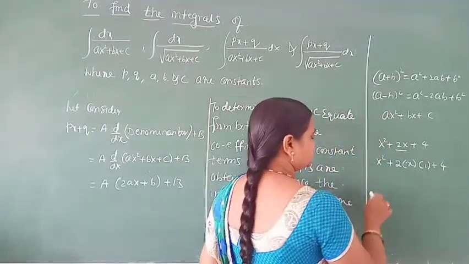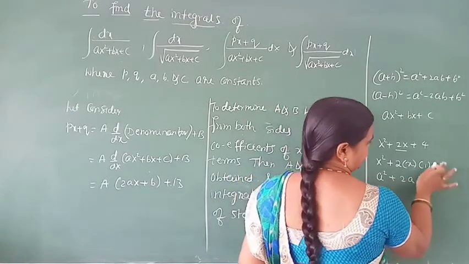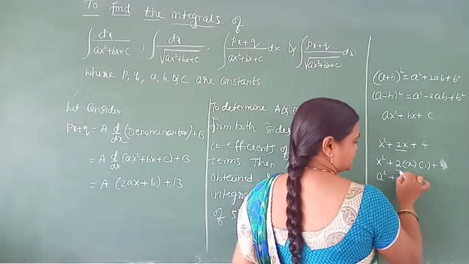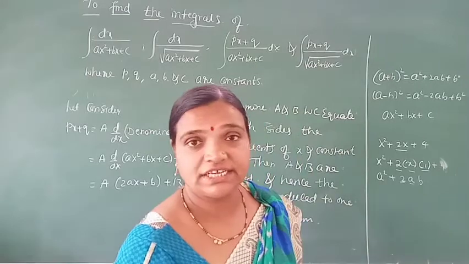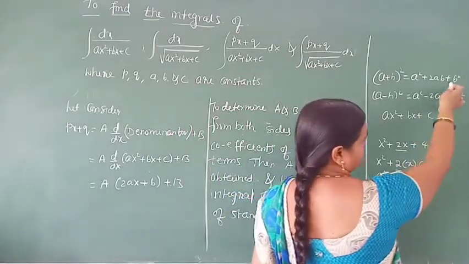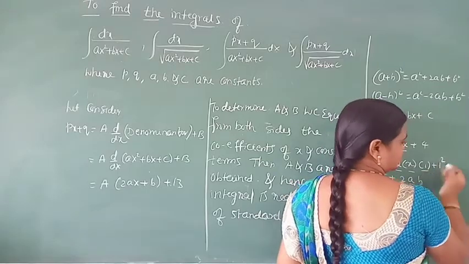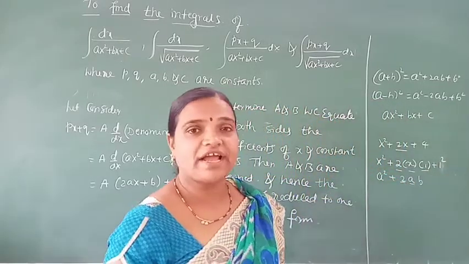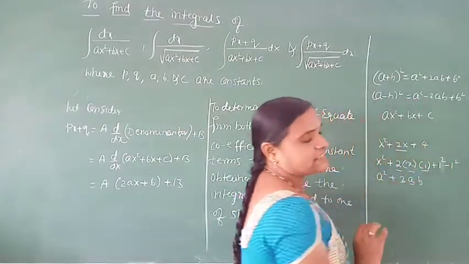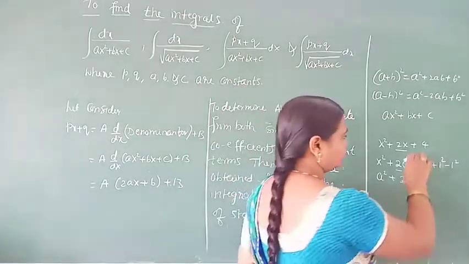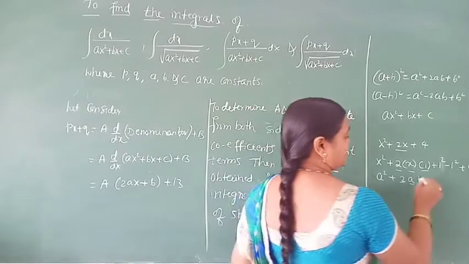This is exactly in the form of a square plus 2ab. 2 is as it is, a is x, and b is whatever is left, that is 1. But we need a perfect square, so we need b square, that is 1 square. If we add 1 square, naturally we have to subtract 1 square to balance the equation. Plus 4 we take as it is. Then we get a perfect square.